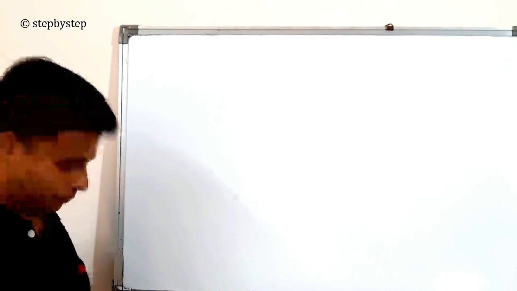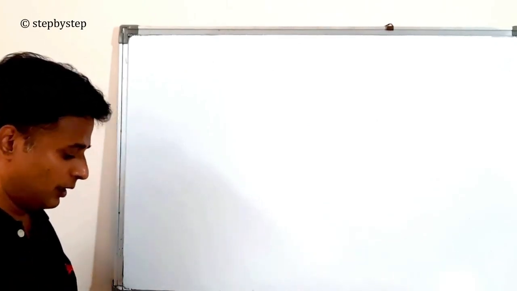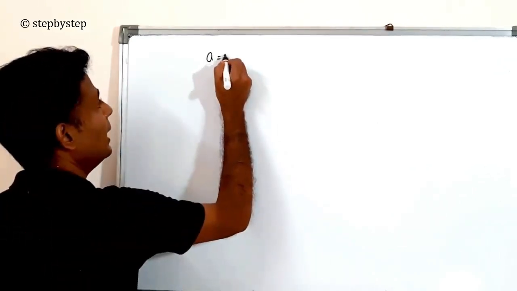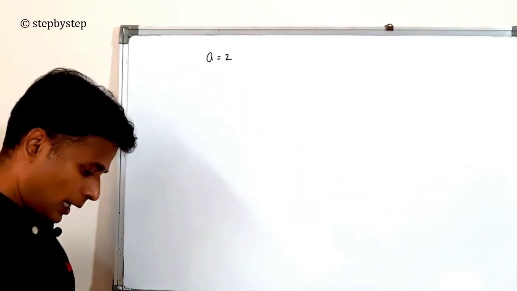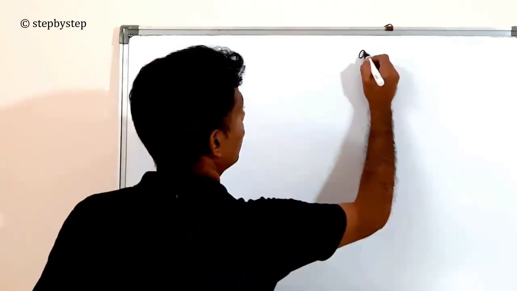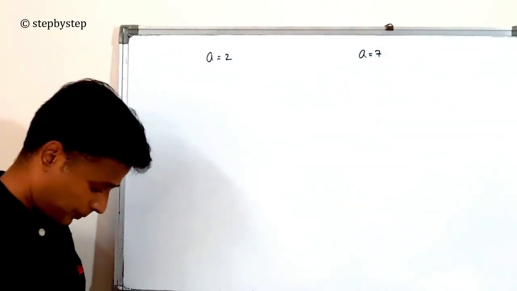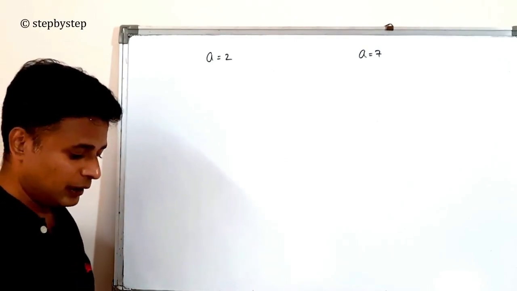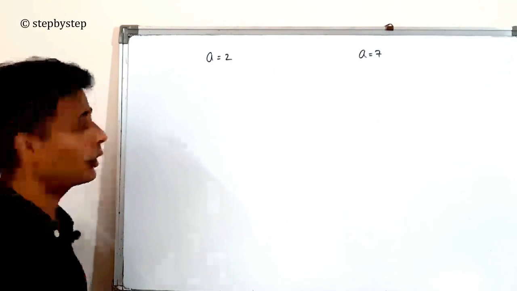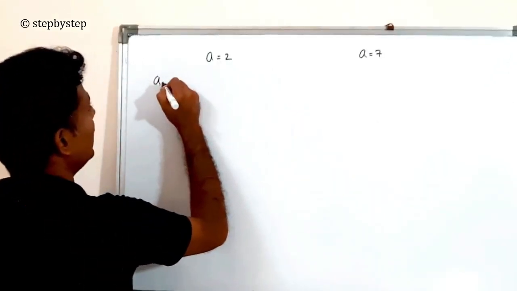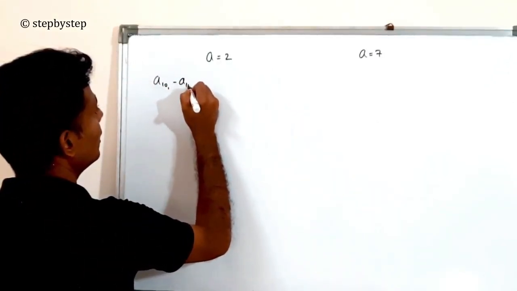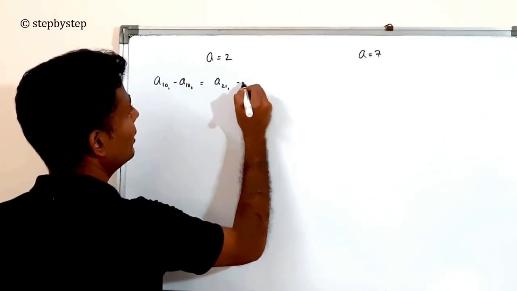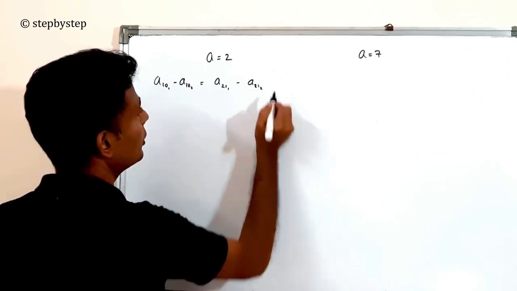Seventh question. Two APs have the same common difference. The first term of one AP is 2, and that of the other AP is 7. The difference between their 10th terms is the same as the difference between their 21st terms. Why? They have said the difference between the 10th term of AP 1 and AP 2 is the same as the difference between the 21st term of AP 1 and the 21st term of AP 2.